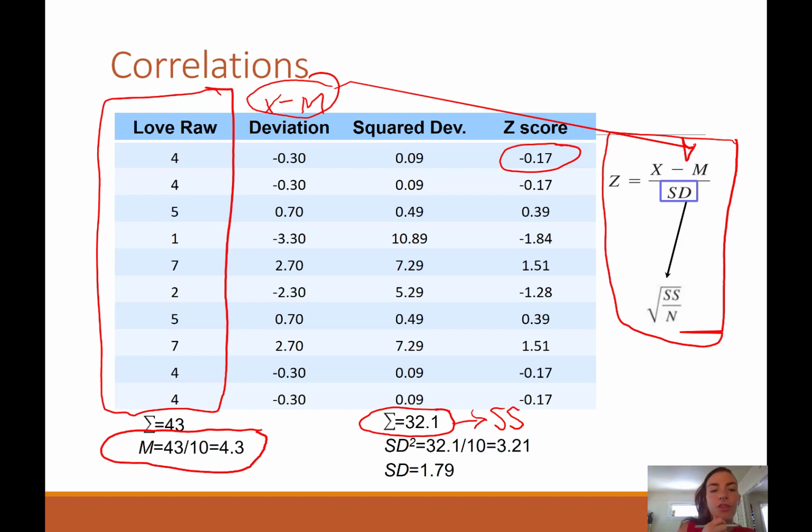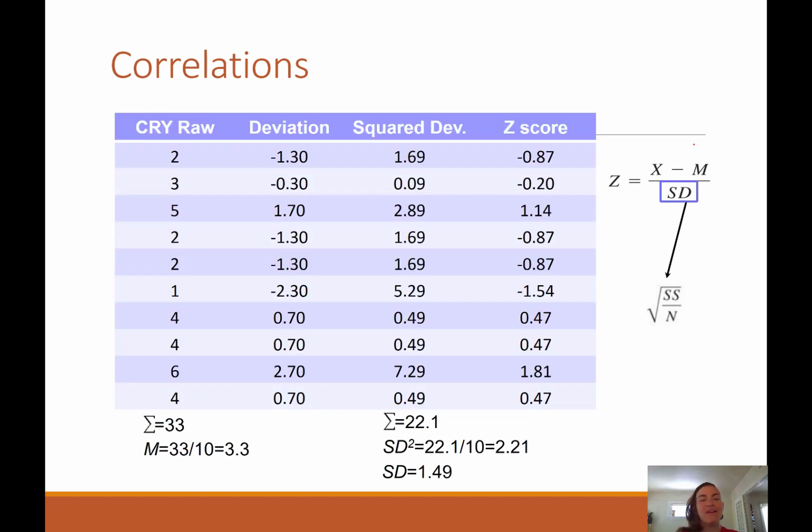For the third person in our sample, who started with a raw score of 5, we calculated their deviation score already, which is 0.7. That's the numerator of their z-score, so 0.7 over 1.79 gives us a z-score of 0.39. So you calculate a z-score for every person in your sample for the x variable. Then we come over here and we do the exact same thing for y.